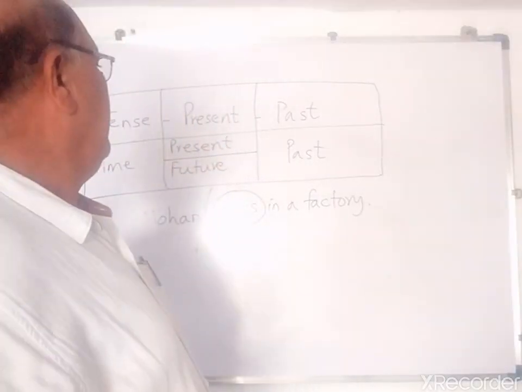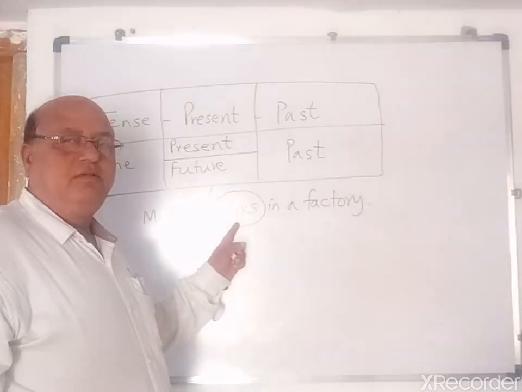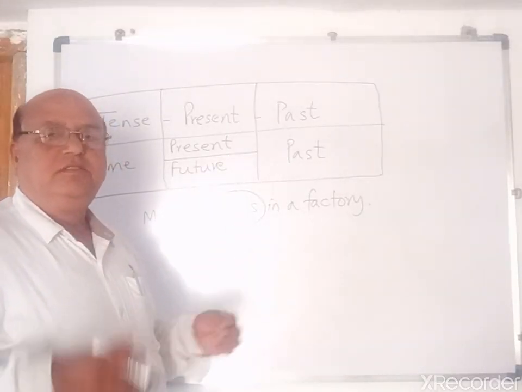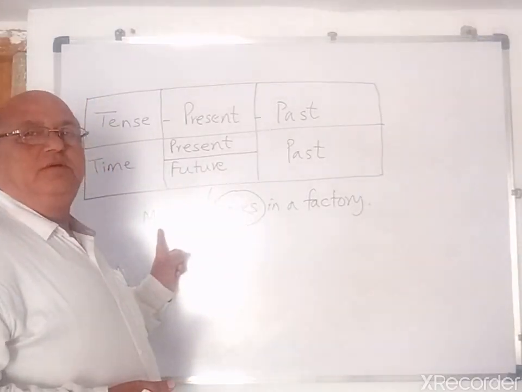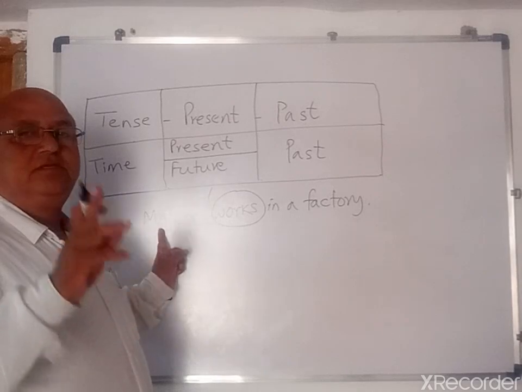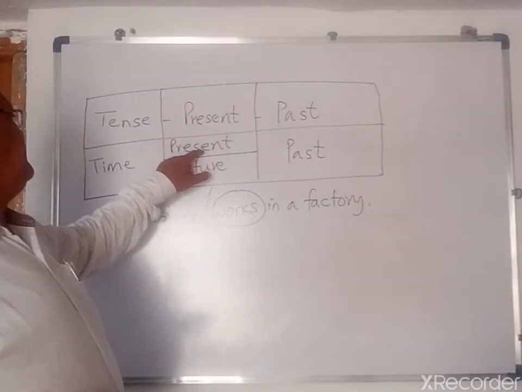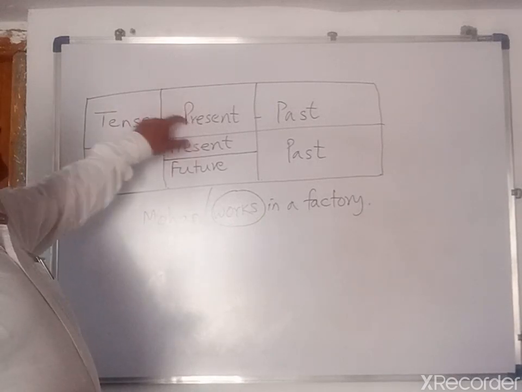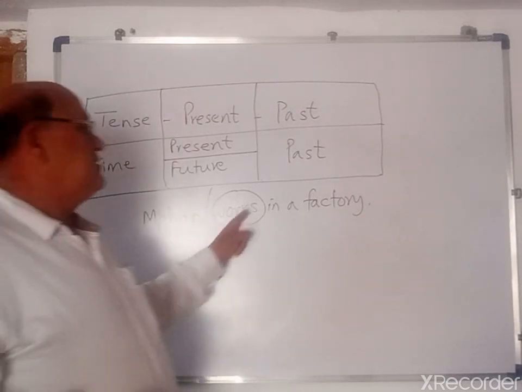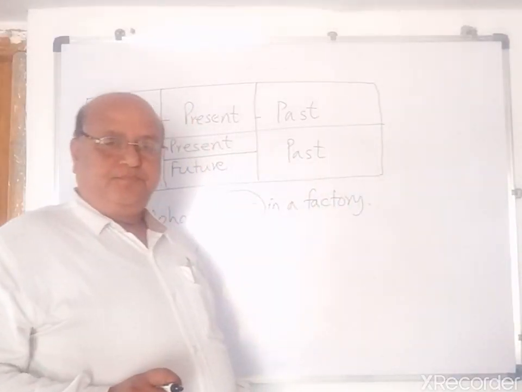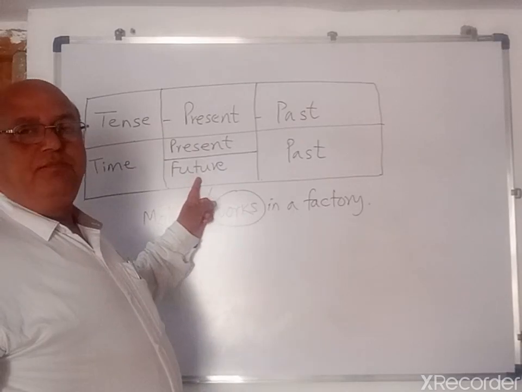Clear? Let us come to the verb. The use of this verb is in agreement with the subject, Mohan, third person, singular number. We have S, meaning present tense. Present tense is used in present time. Mohan works in a factory. Clear? One example for future time.